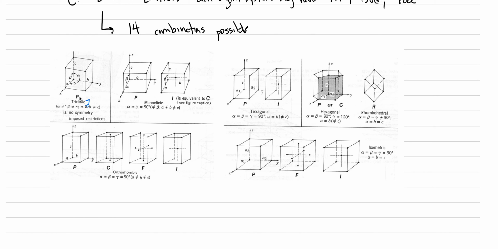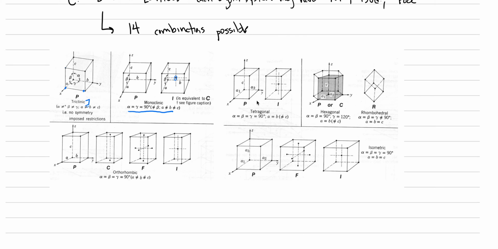So what I'd want to emphasize here is, let's just look at the triclinic system. The triclinic system can only have a primitive crystal lattice. And so what you do is you put the nodes on the corners, and you make sure that you've established that A does not equal B does not equal C, and that alpha does not equal gamma does not equal beta.